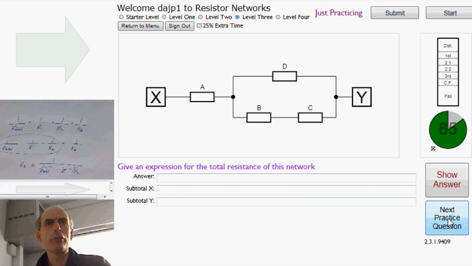Right, different type, please. Expression for the total resistance of this network. Well, first of all, B and C are in series, so I could just add them up, B plus C, like that. They are then in parallel with D, so the combination of B and C and D in parallel would be 1 over B plus C plus 1 over D, and then that's the equivalent resistance of these three. That's in series with A, so I just add A.